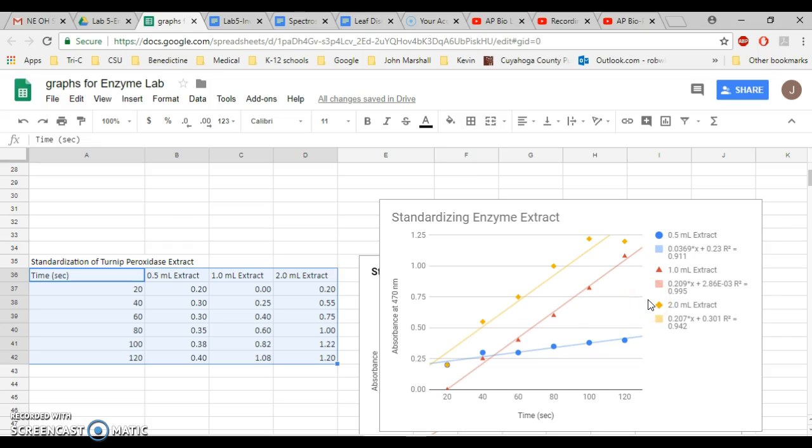Okay. So you can see that the 1 ml extract looks like our best choice from now on. Okay. And you will do this in order to determine what concentration of enzyme extract we want to use from that point on. And now we will move to the actual enzyme graphs.